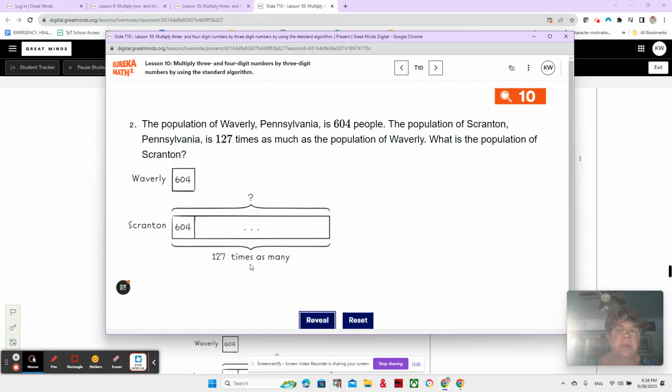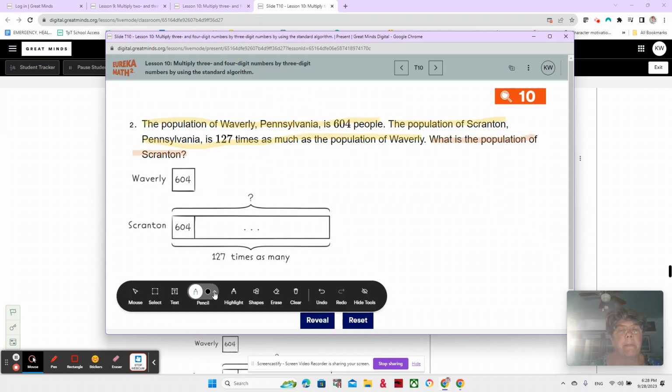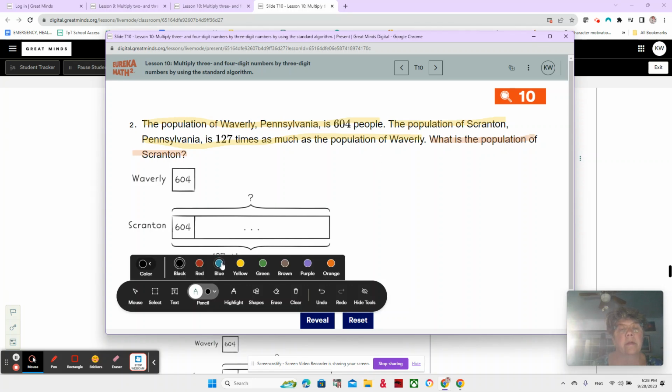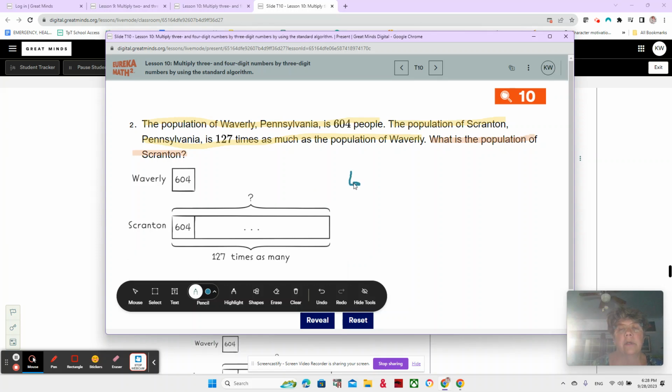So what is the expression that we need to write to go with this problem? 604 times 127, right? And 604 is our unit because we're repeating it 127 times, right? So 604 times 127.